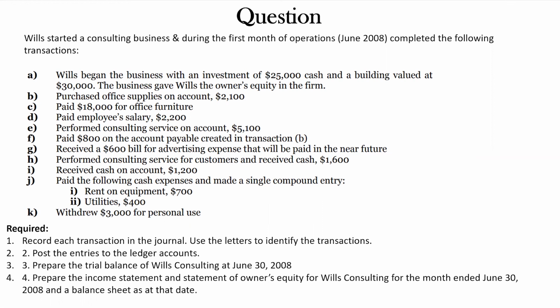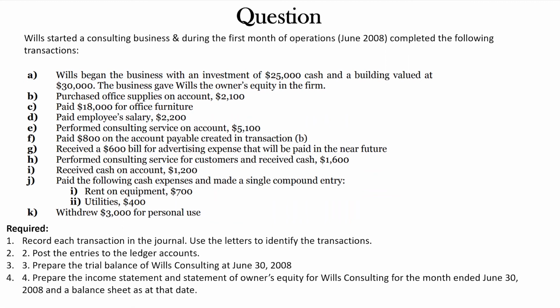What is required of us? 1, record each transaction in the journal. Use the letters to identify the transaction, and the letters are there, A to K. 2, post the entries to the ledger accounts. 3, prepare the trial balance of Wills Consulting at June 30th, 2008. And 4, prepare the income statement, the statement of owner's equity for Wills Consulting for the month ended June 30th, 2008, and the balance sheet as at that date.